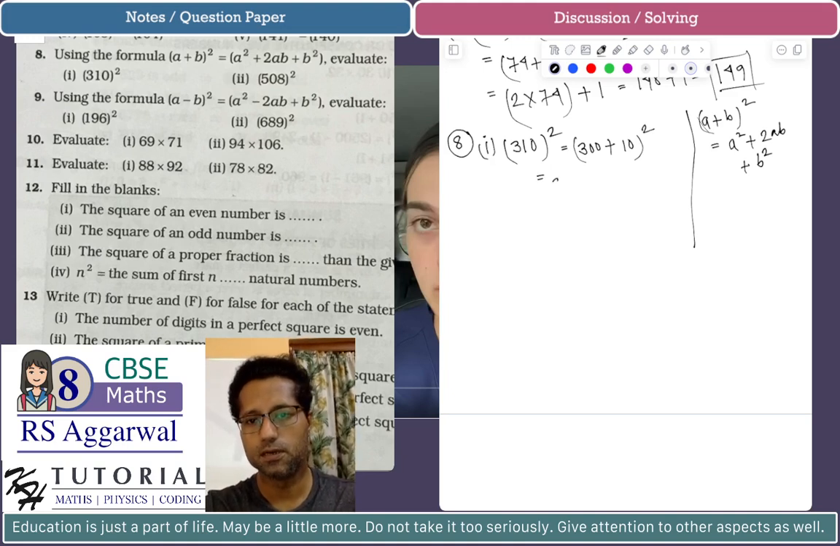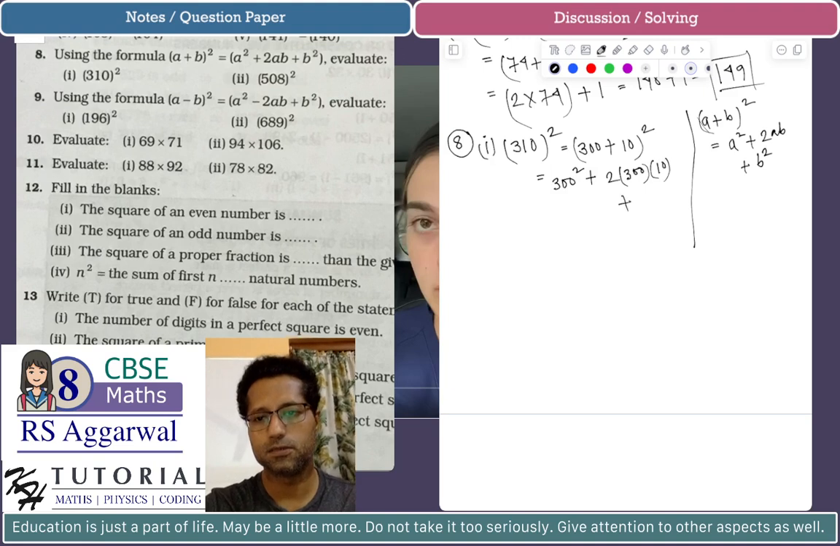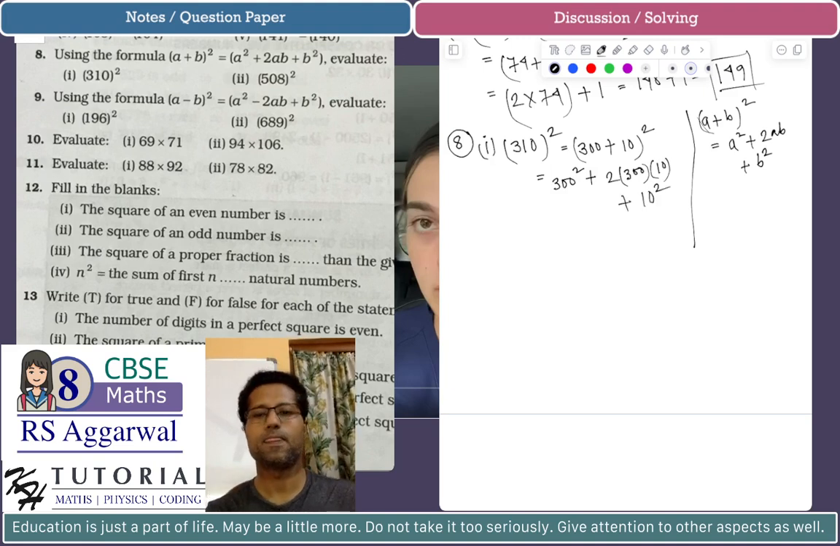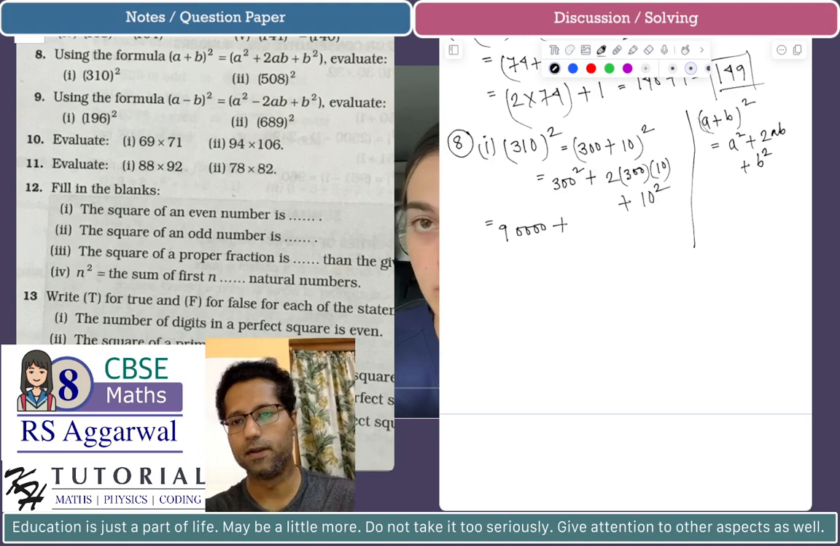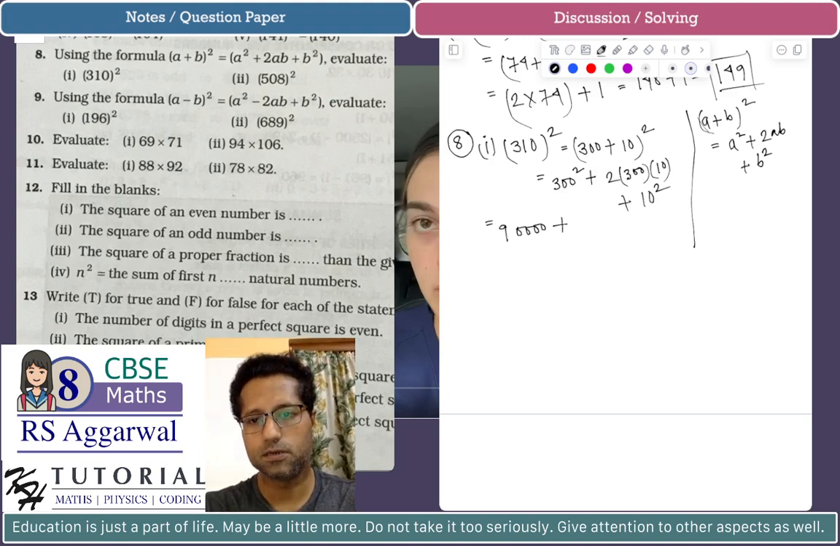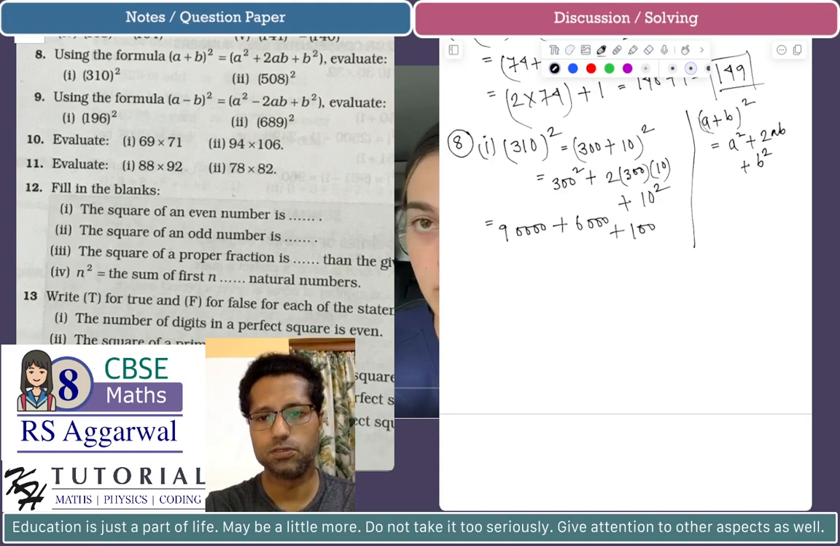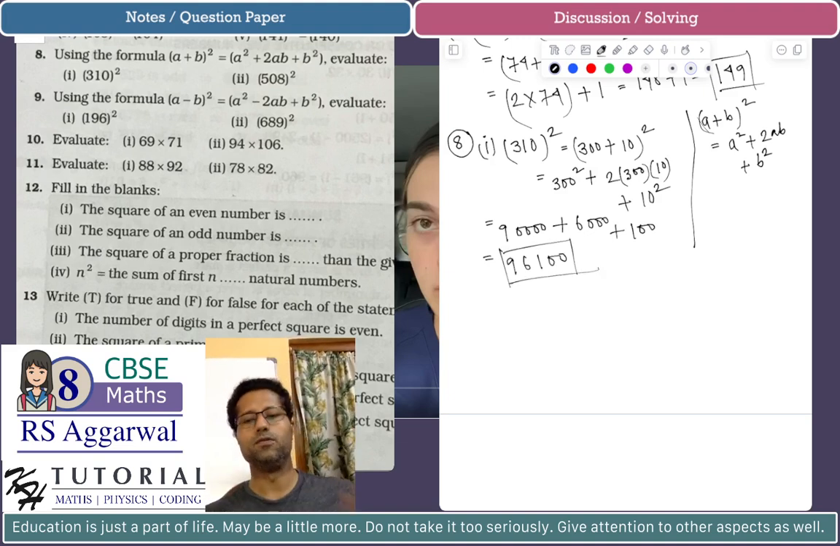So this is 300 square plus 2 into 300 multiplied by 10 plus 10 square. Now 300 square is 9 and 4 zeros. Now 2 into 300 into 10 is 6000, and we have 100. So this is equal to 96100. This is the value.